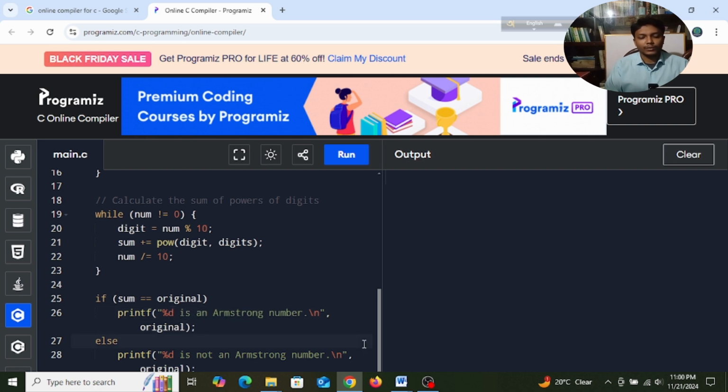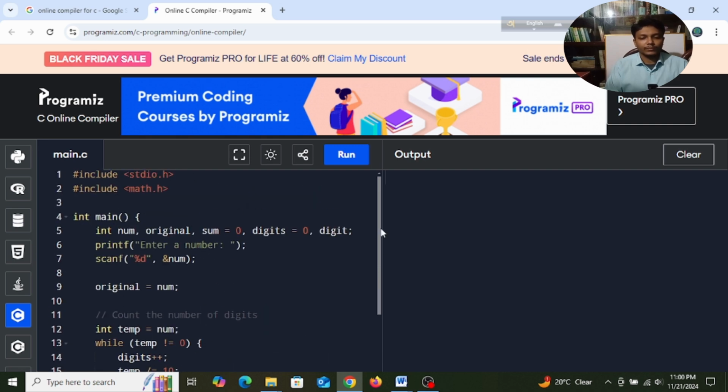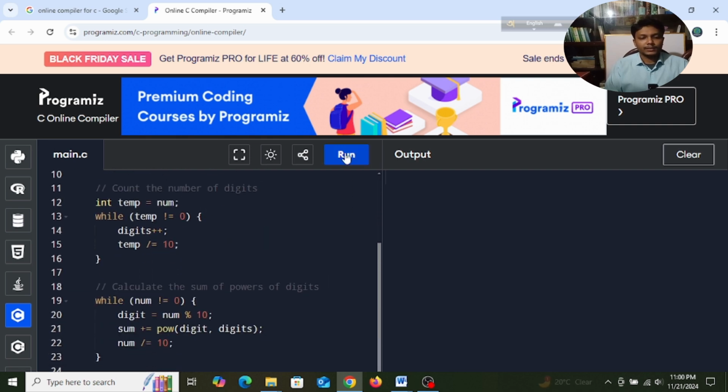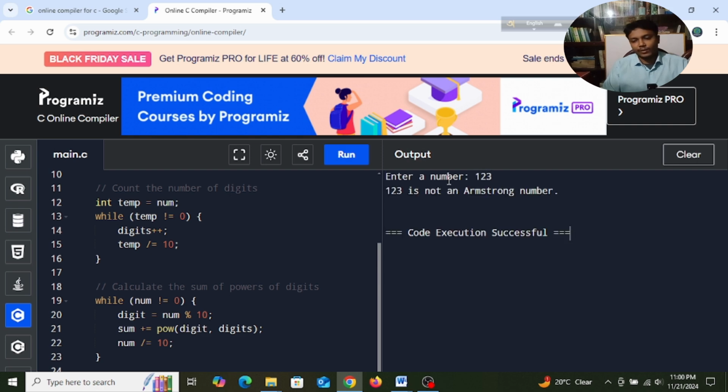So this is the whole process, guys. If you just run here, and if you see, enter a number, 153. 153 is an Armstrong number. If you provide 123, it is not an Armstrong number. So this is how this program works, guys.